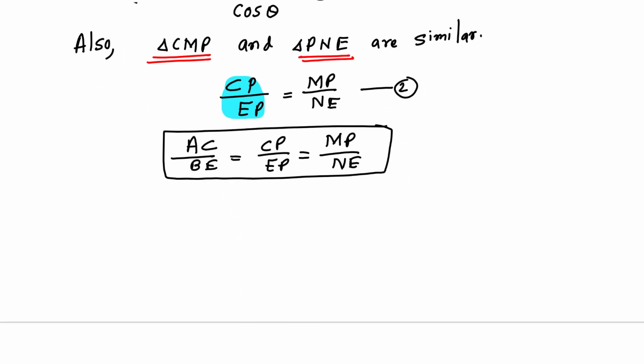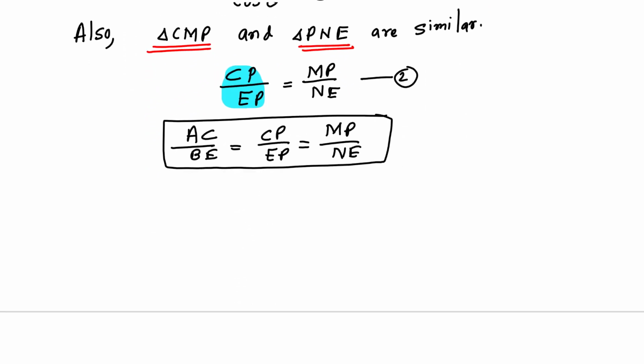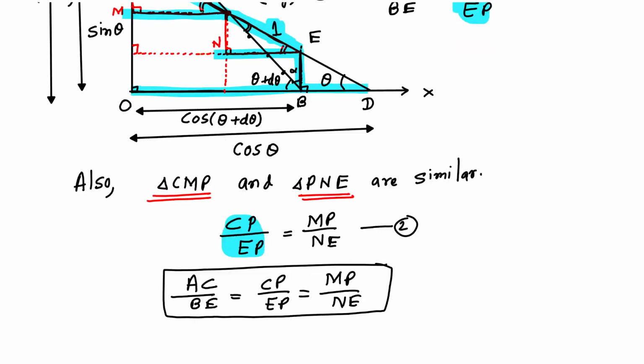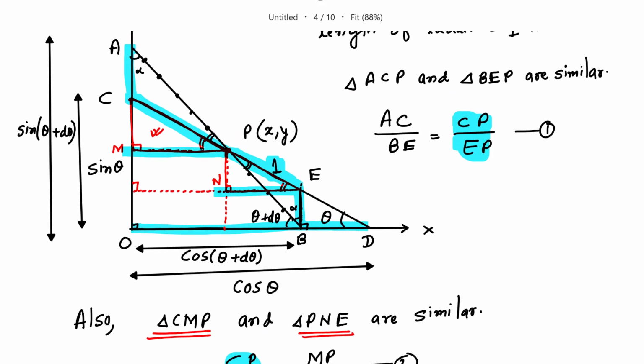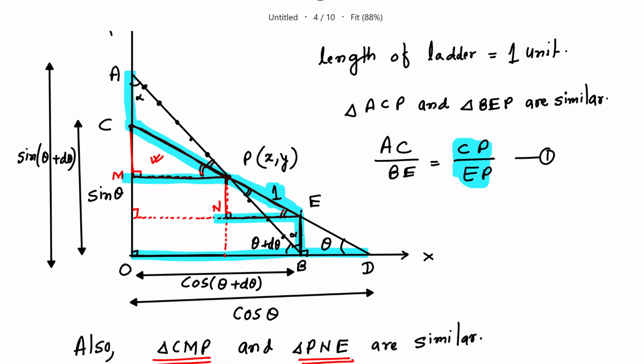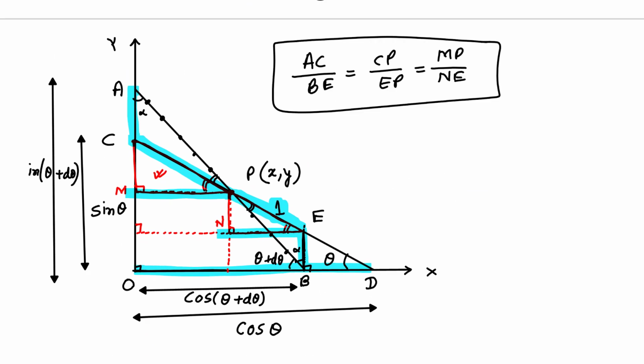Now the different lengths are not known. So we don't know AC, BE. So let us try to calculate different lengths. We can show the same triangle once again. So let us show this triangle, and let us try to find out the different lengths.